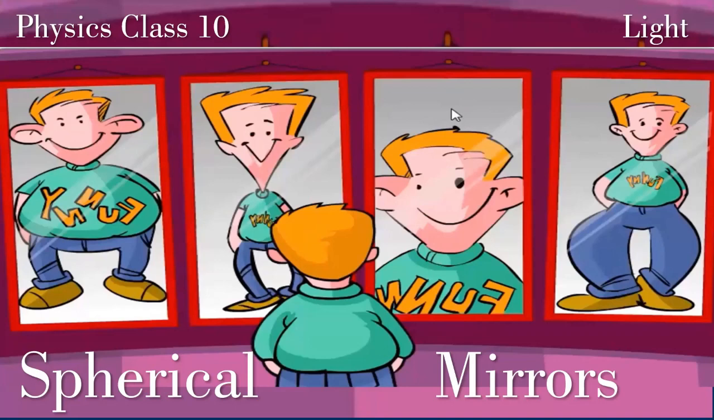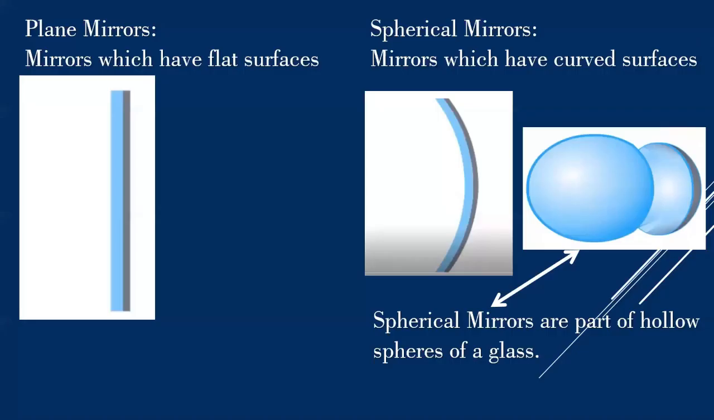And are the images the same as the images formed in a plane mirror? Yes or no? Let's see. On the left side, as you can see, this is the plane mirror, which has a flat surface. On the right side, if you observe, these are spherical mirrors. Spherical mirrors are basically curved surfaces.